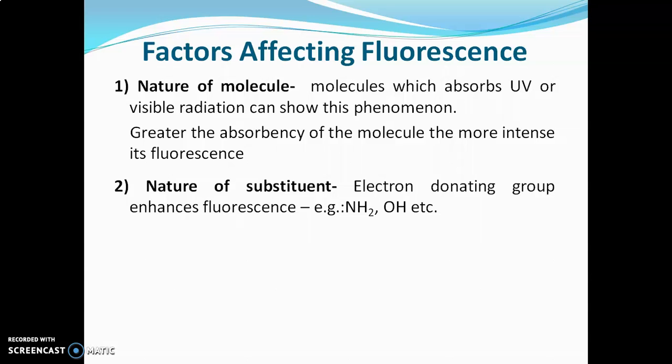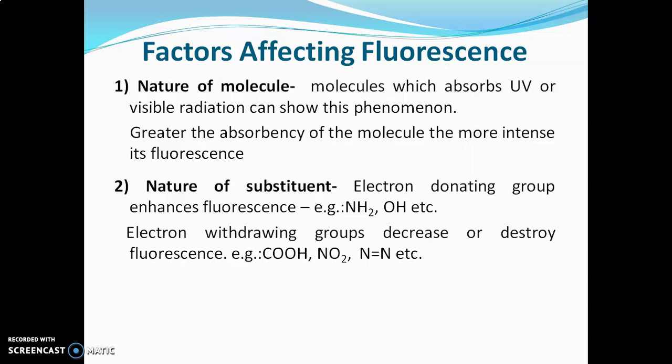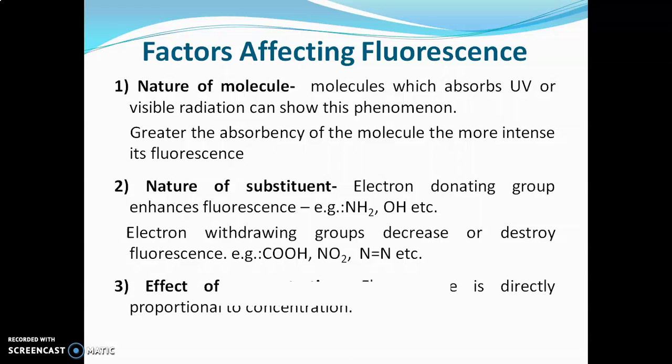Now, nature of substituent. Electron donating groups enhance fluorescence, for example amino group, phenolic or alcoholic group, etc. Electron withdrawing groups decrease or destroy fluorescence, like carboxylic acid group, nitro group, azo group, etc.